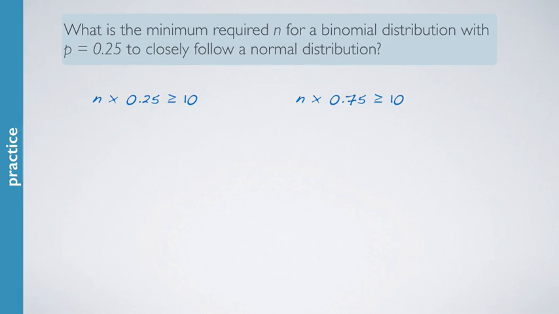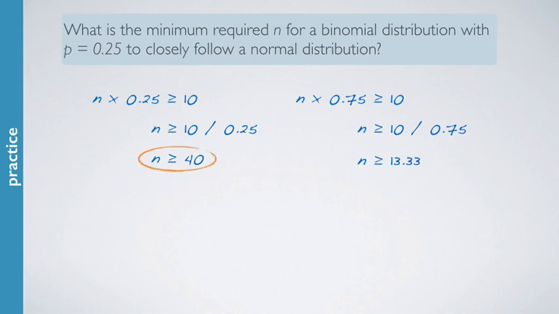Well, for n times 0.25 to be greater than or equal to 10, n needs to be greater than or equal to 40. For n times 0.75 to be greater than or equal to 10, n needs to be greater than or equal to 13.33. So the answer is we need at least 40 observations for a binomial distribution with p equals 0.25 to closely follow a normal distribution.